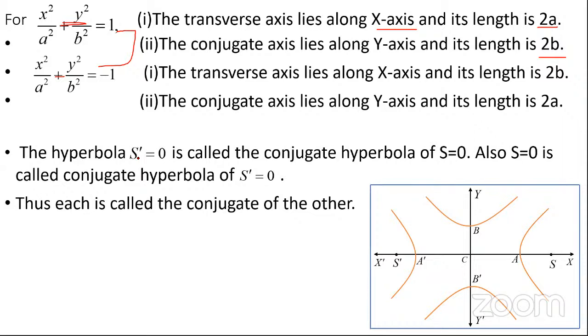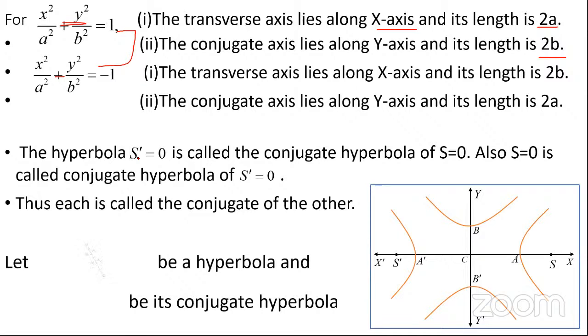Then conjugate hyperbolas: if S equal to 0 is a hyperbola, then S dash is the conjugate hyperbola for S. If S dash equal to 0 is a hyperbola, then S equal to 0 is the conjugate hyperbola for that one. So let this value x square by a square minus y square by b square minus 1 equal to 0 be the hyperbola S equal to 0, and this is the minus 1. The S dash value is x square by a square minus y square by b square plus 1 equal to 0. It's a conjugate hyperbola.